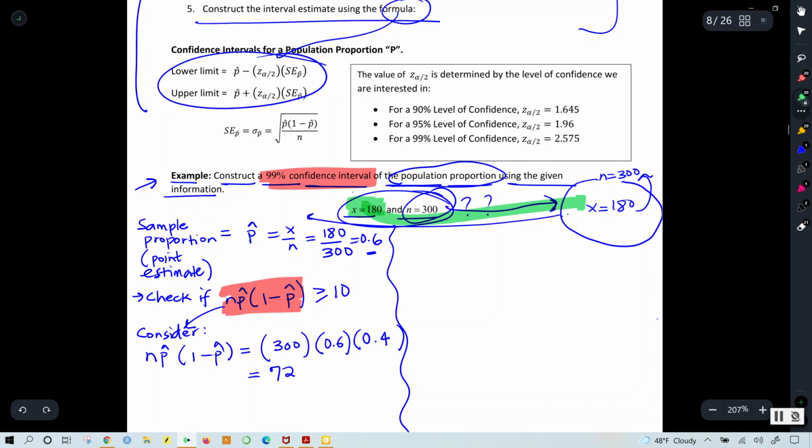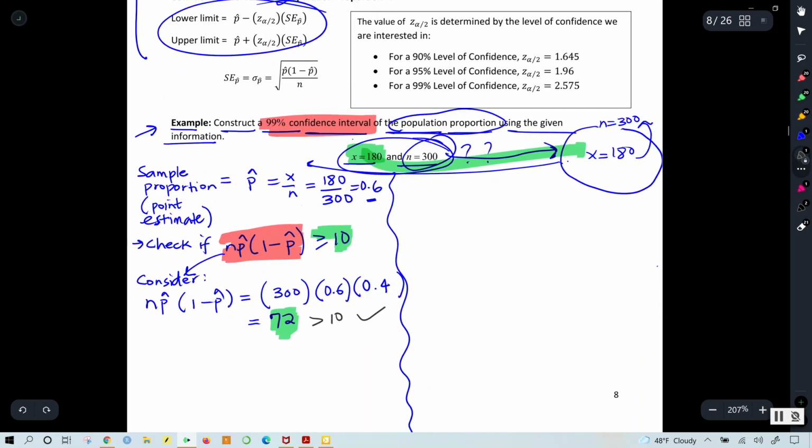Well, I have good news there. 72 is greater than 10. So since 72 is greater than 10, I am free to use the formula. The next step is to use the formula that is based on the z distribution, which is why it is called the z interval. And that formula is right here.